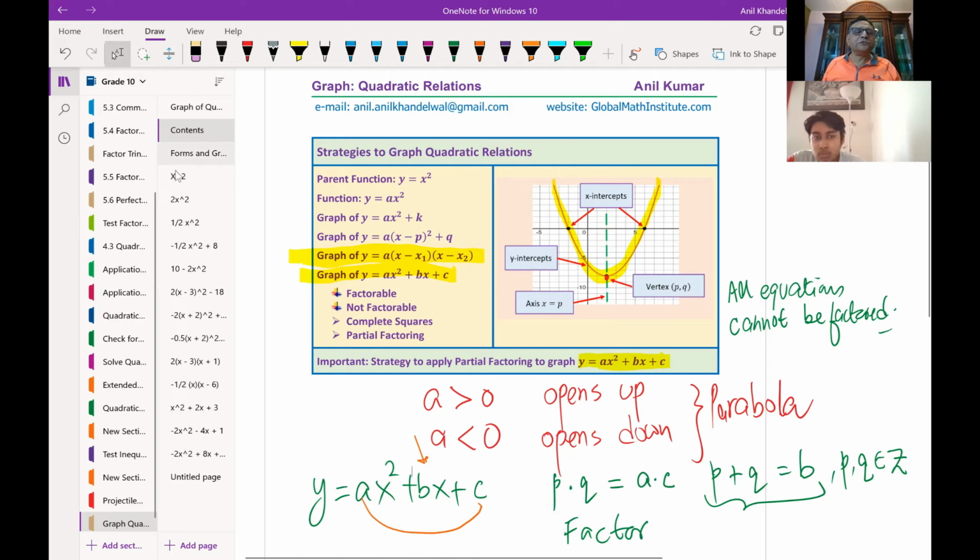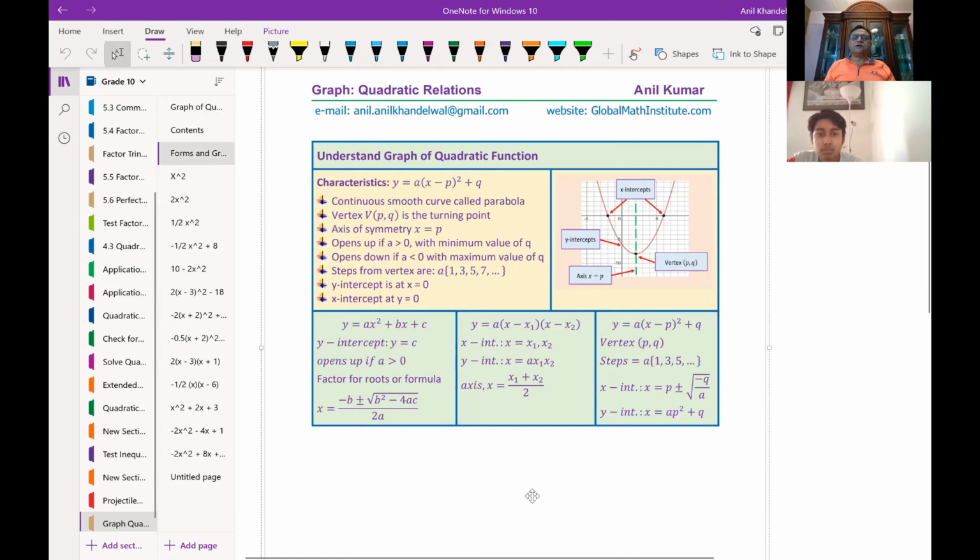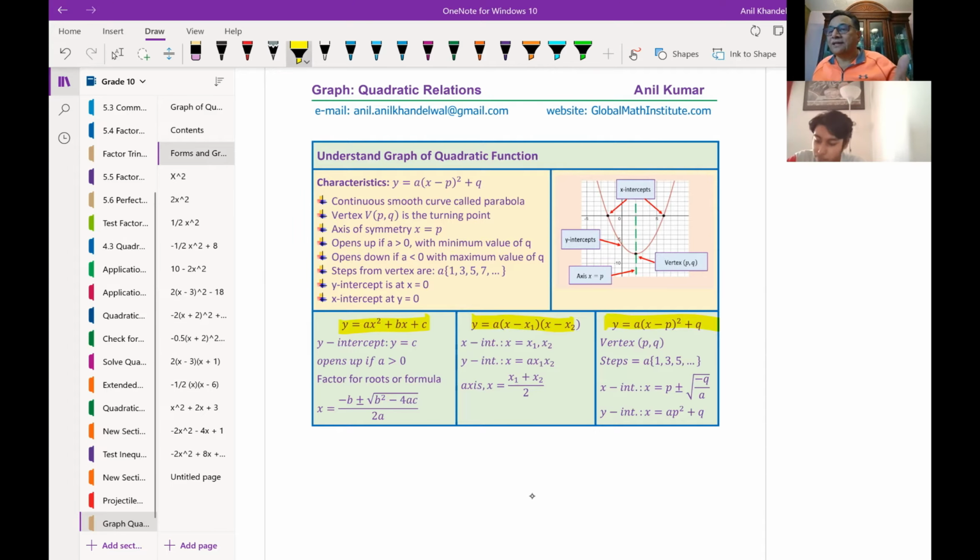Okay. Now we'll quickly go through the graphs as such. So I was saying we could graph a parabola using standard form. We could graph using the factored form, or we could graph using the vertex form. Correct? We are now going to concentrate on how we graph using the factored form, right?